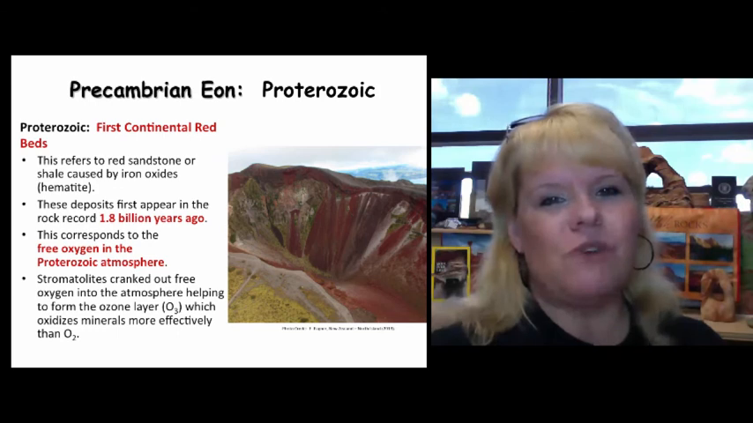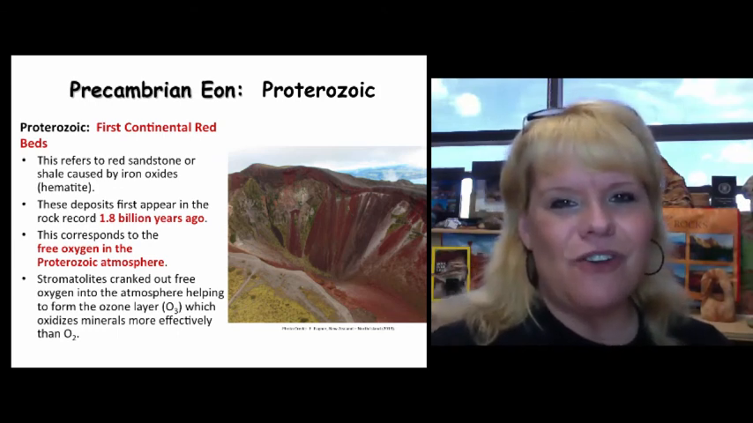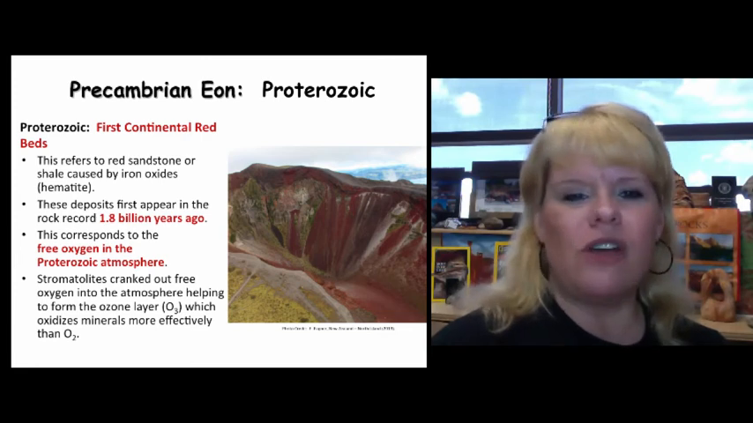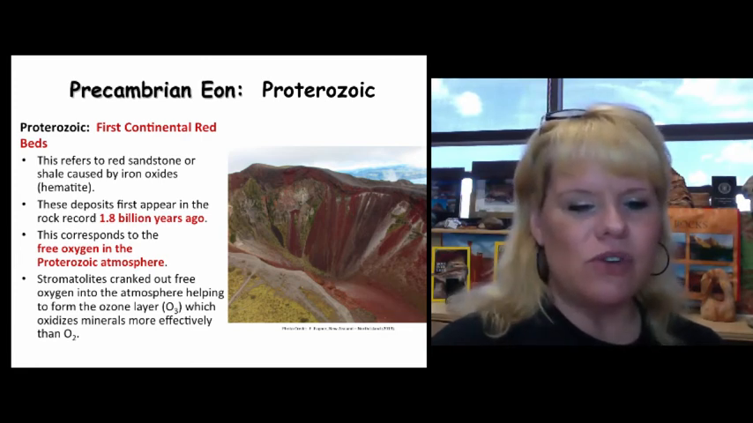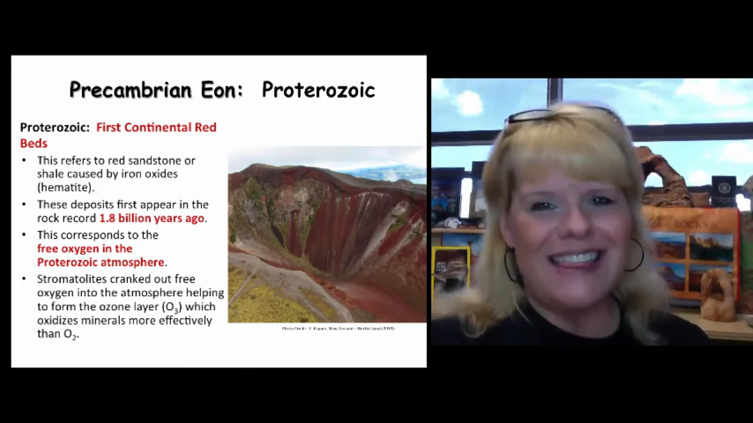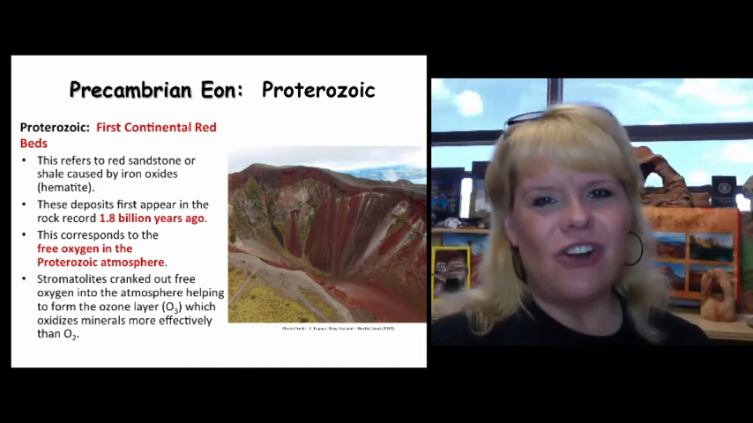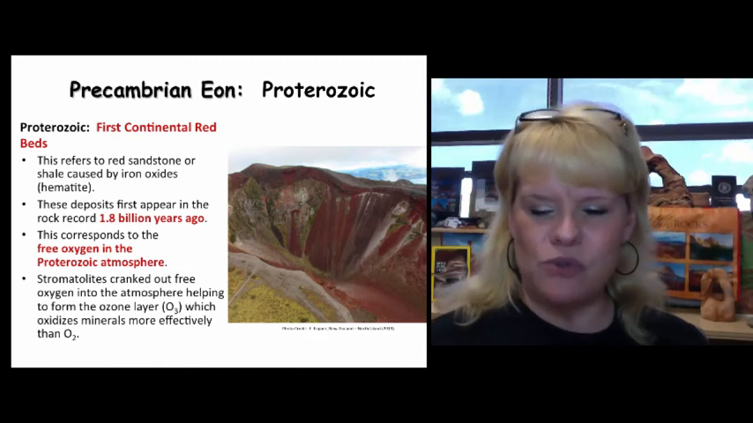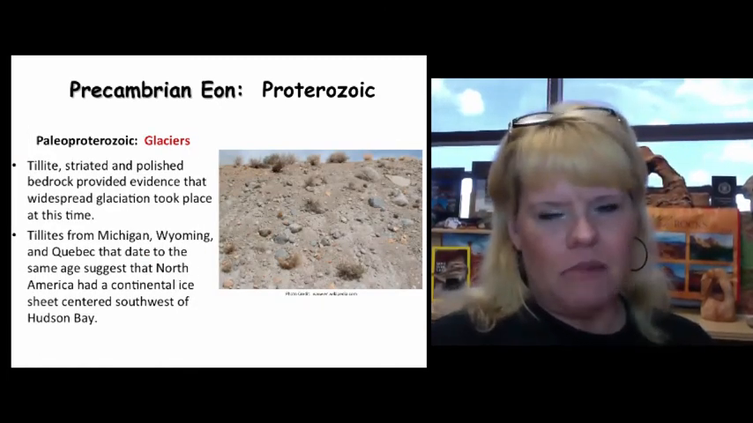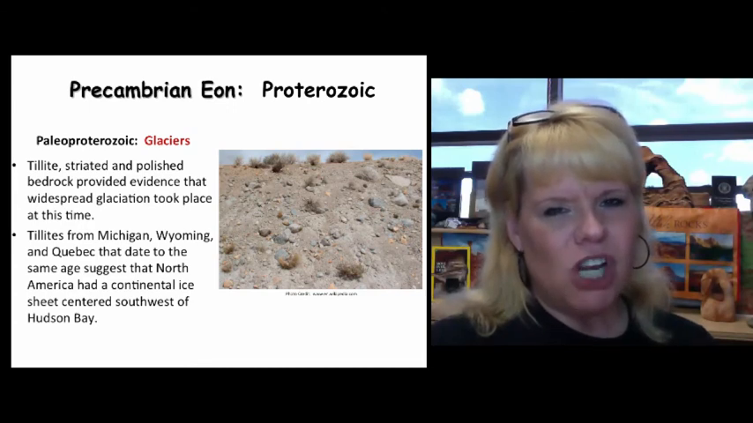So test question, when did the ozone layer first come to be? And that's going to be somewhere during the Proterozoic, right at 1.8 billion years. So we know when we start seeing red rocks that we are getting oxygen in our atmosphere able to rust those rocks. Something else that happened in the Paleoproterozoic was glaciers.